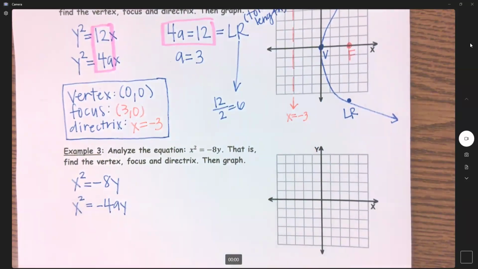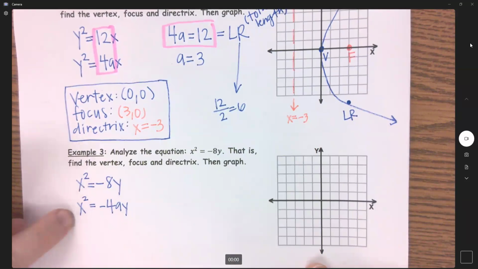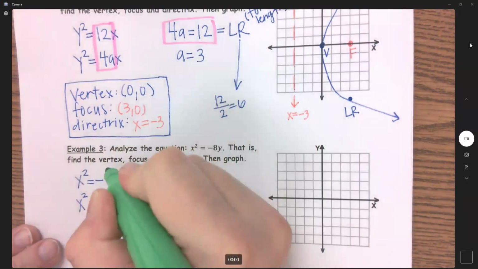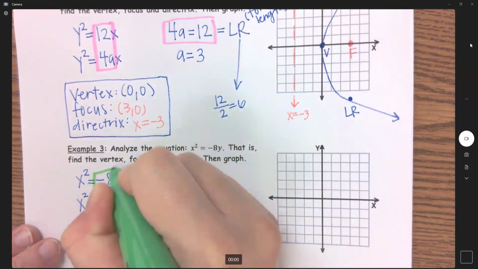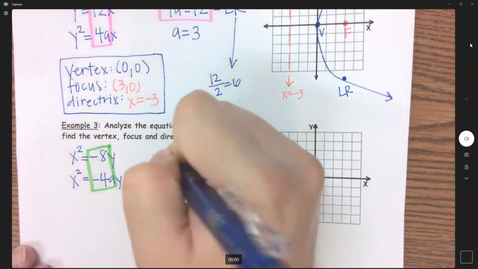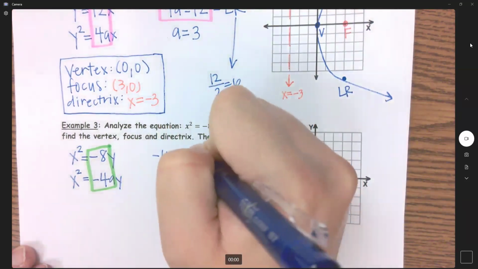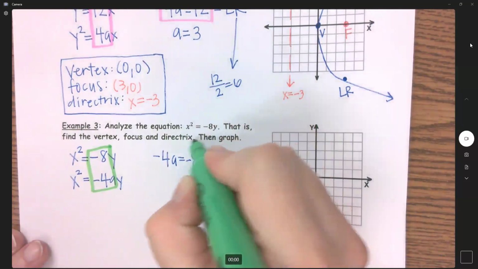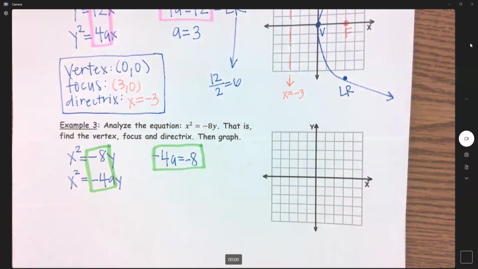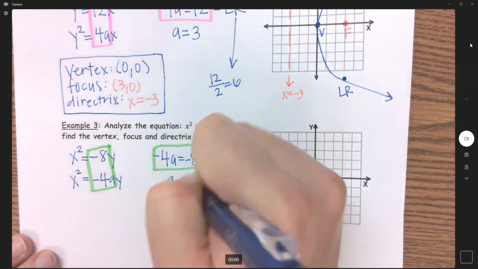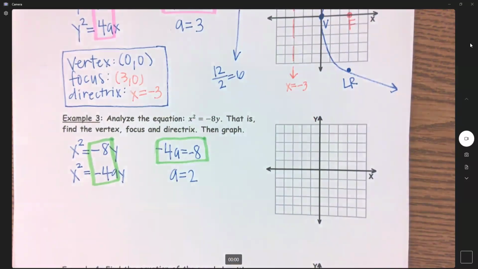So what's kind of different here? You have x squared equals -4ay, but we have x squared equals -8y. So if I set these two equal, -4a equals -8, divide by -4, and we get an a of 2. So now I'm ready to graph.